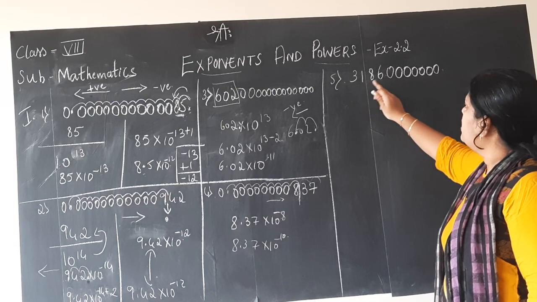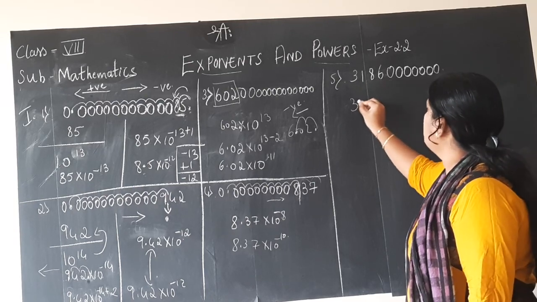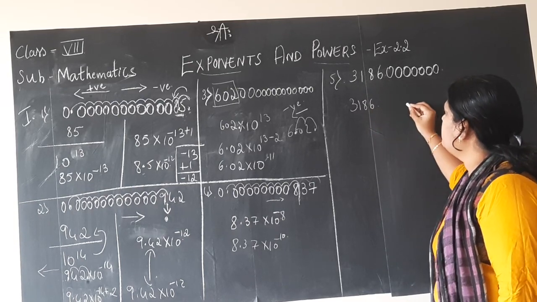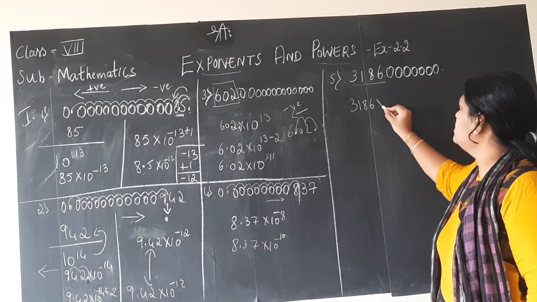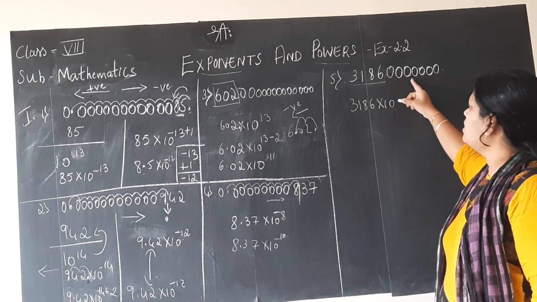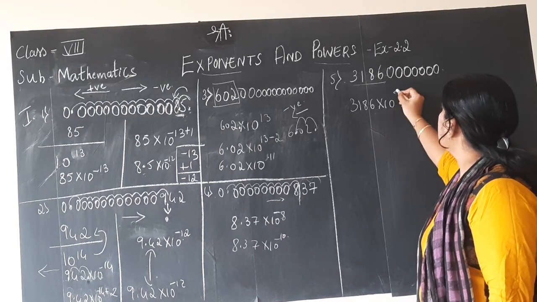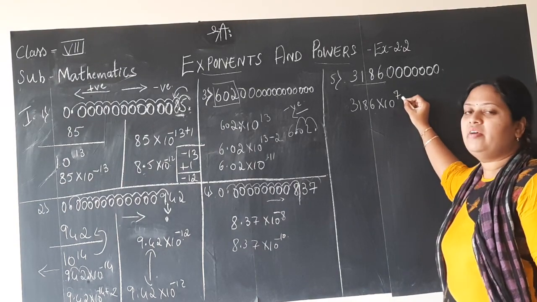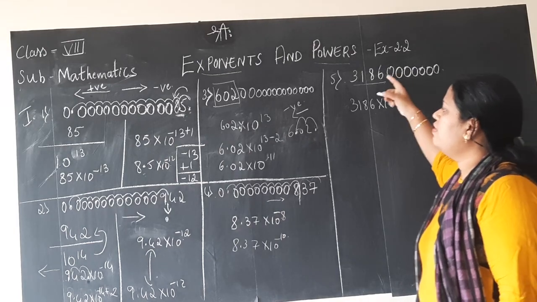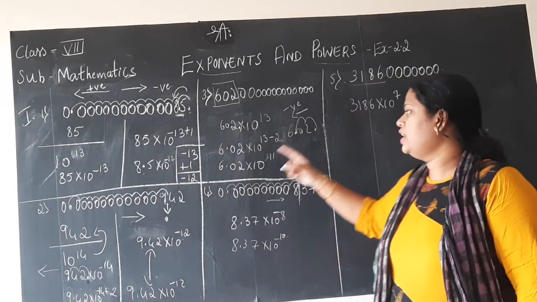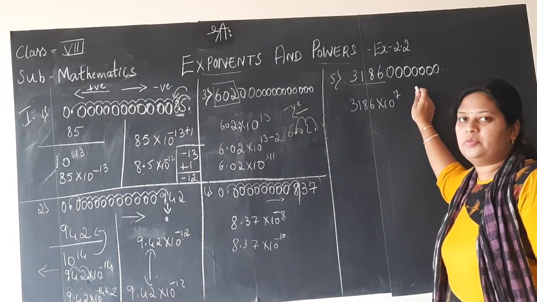So 3186 is there. First what I do is I will write the digits 3186 as it is into 10 to the power, and the zeros I will count. 1, 2, 3, 4, 5, 6, 7 zeros are there. So 10 to the power 7. Whenever we have larger numbers, we are on the safer side. Why? We always get the positive exponent.